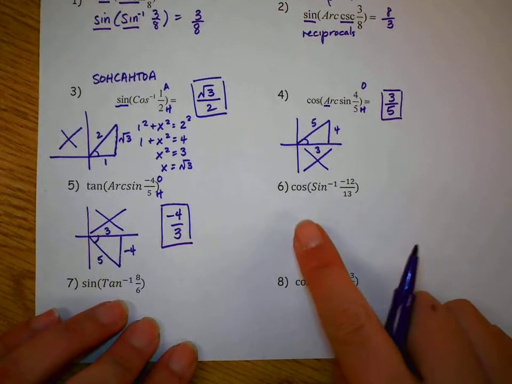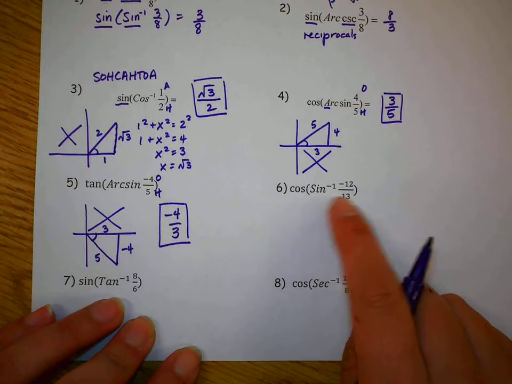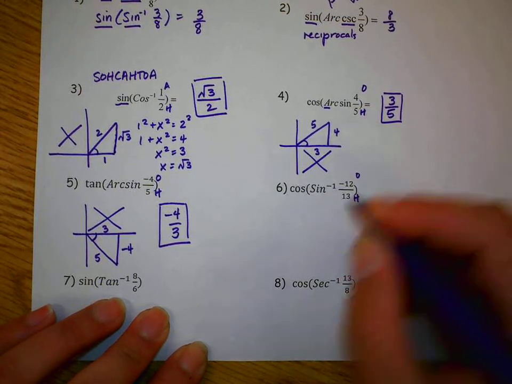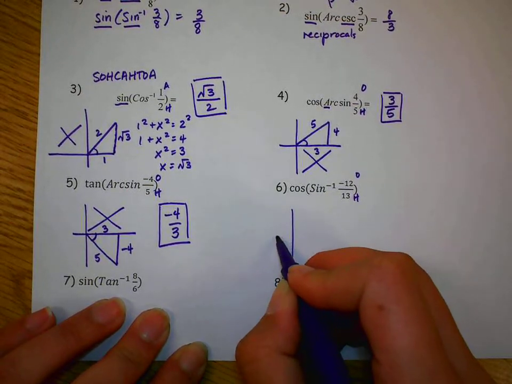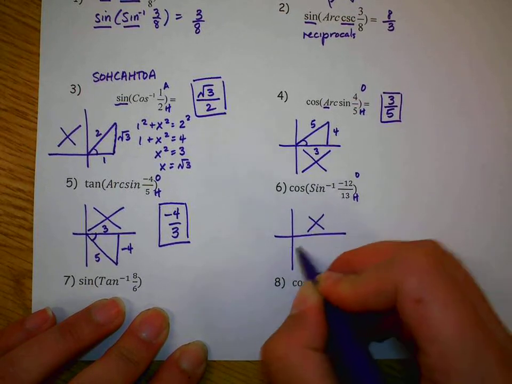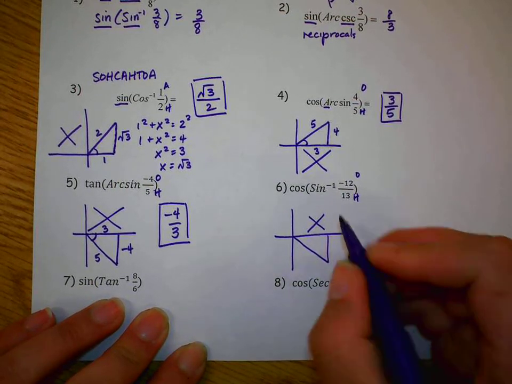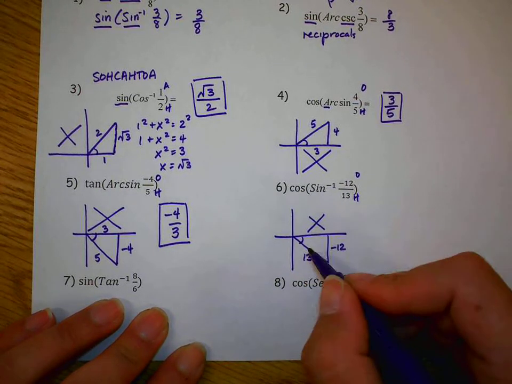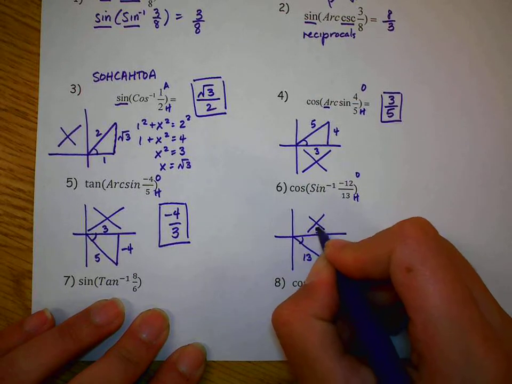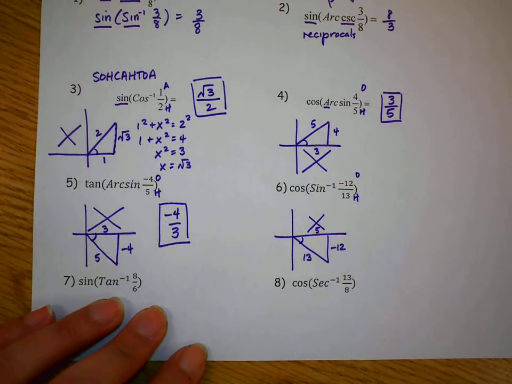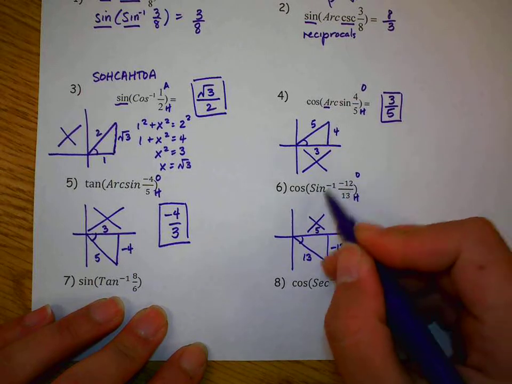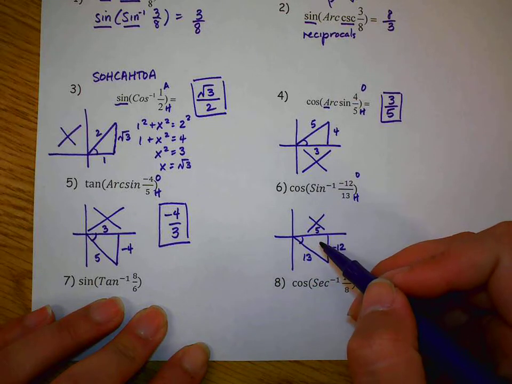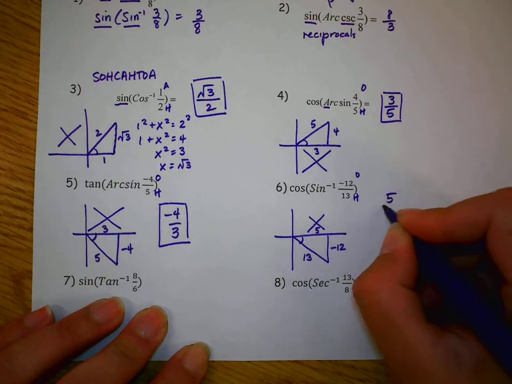All right, number 6, we have arc sine of negative 12 over 13. So opposite over hypotenuse. So again, sine, it's got to either be quadrant 1 or 4. It's negative, so it's got to be in quadrant 4. Okay, so opposite is negative 12. My hypotenuse is 13. This is a 5, 12, 13 triangle, so I'm going to put that 5 there. That's a Pythagorean triple. Okay, so we've used the inside to draw our picture. Now we're going to go ahead and take the cosine of our picture, which is adjacent over hypotenuse, which is 5 over 13.